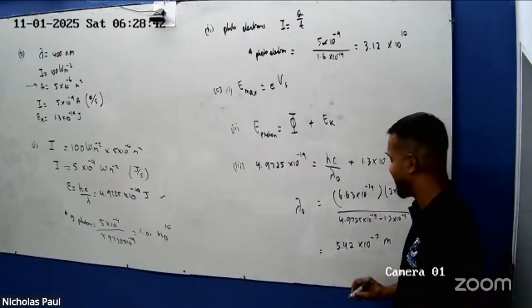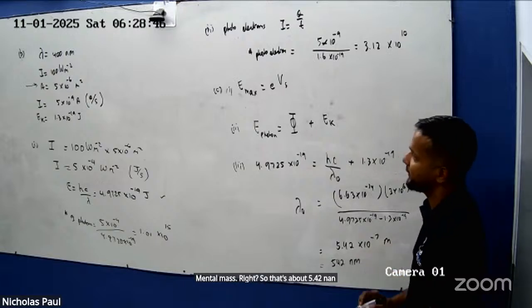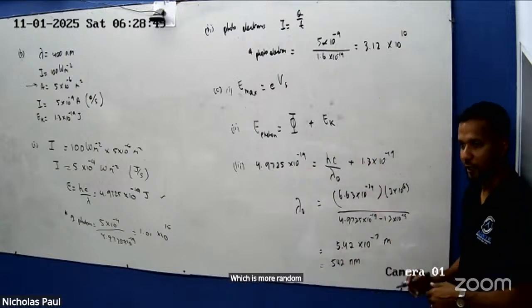Mental maths. So that's about 542 nanometers, which is more than that, right? So you did the right thing.